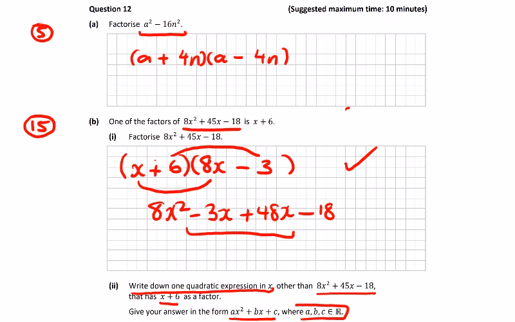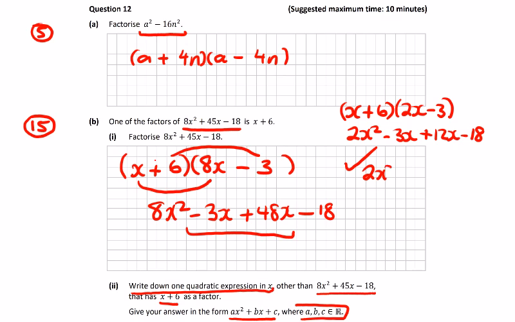So x plus 6 by any other factor. So you can pick anything. I'm going to pick 2x minus 3. And I'm going to write my expression. 2x squared minus 3x plus 12x minus 18. It's going to give me 2x squared plus 9x minus 18, which is another quadratic expression that has x plus 6 as a factor.